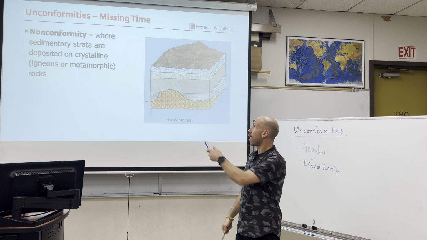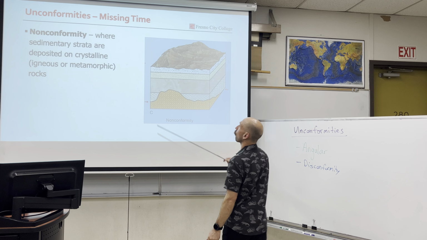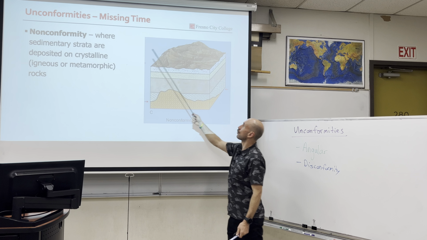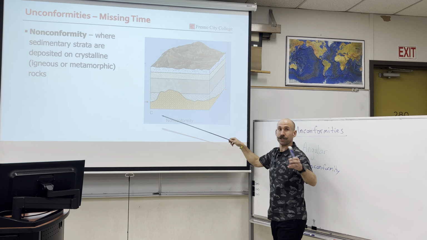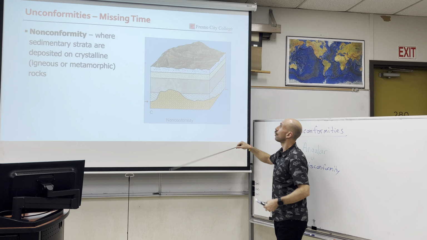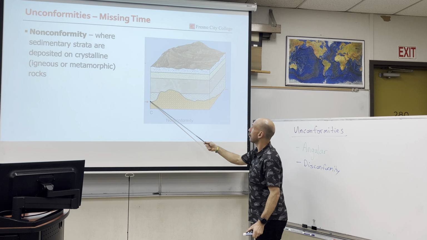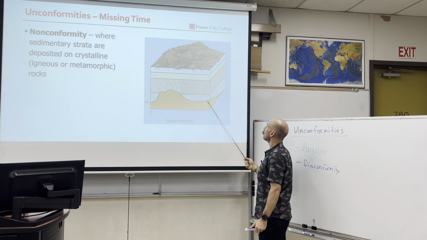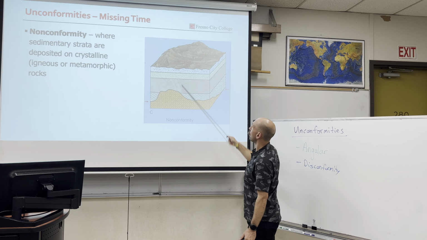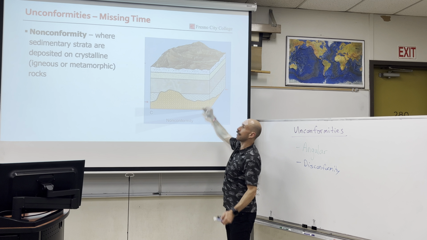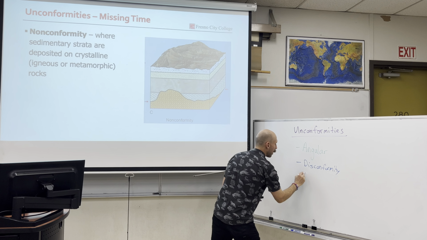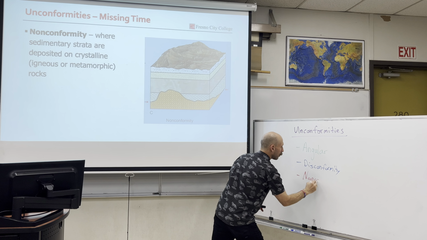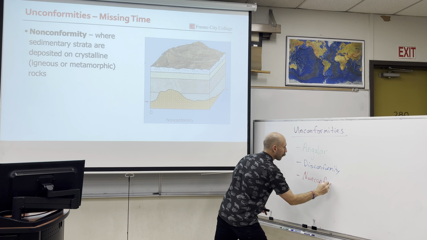All of these do. And our final is going to be a nonconformity where you have sedimentary strata overlying igneous or metamorphic, which collectively are called crystalline rocks. And there's erosion of the crystalline rocks with overlying flat sedimentary strata. This is going to be our third and final type of unconformity. Nonconformity.